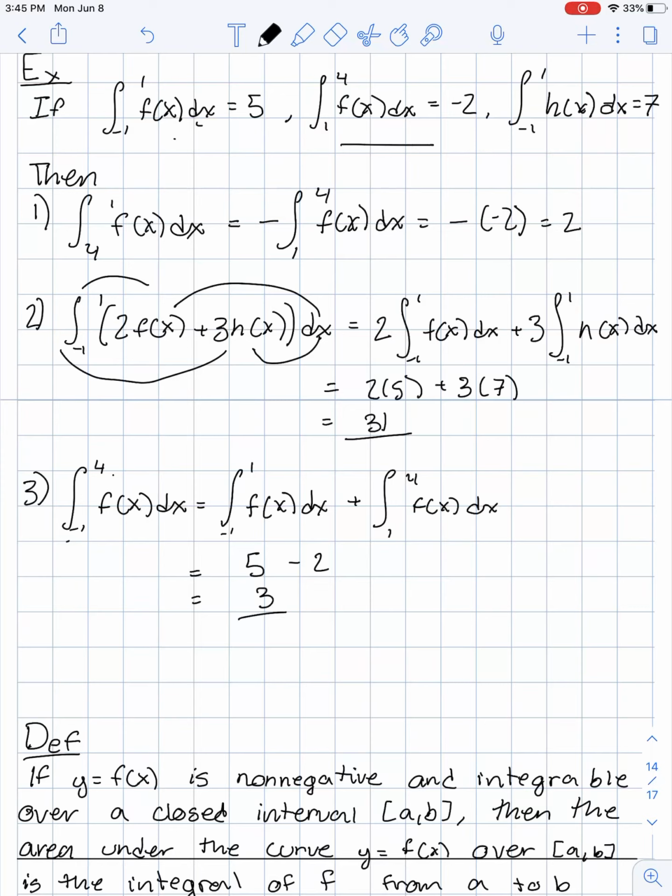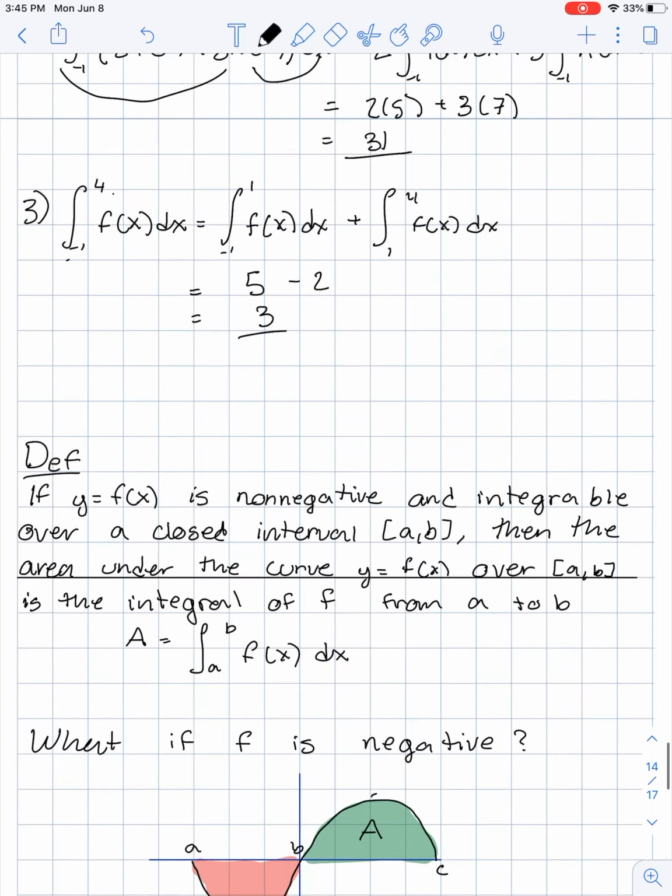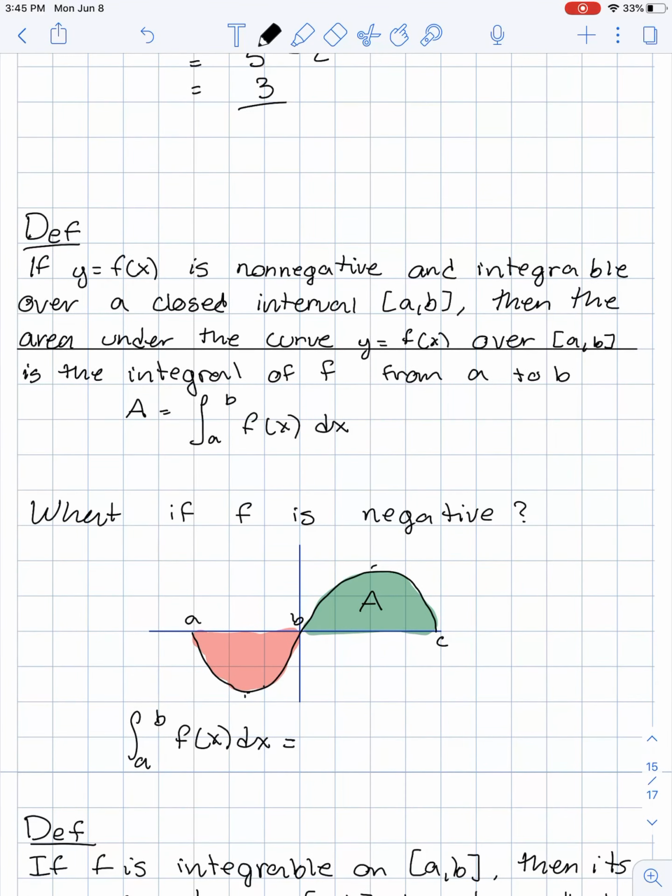All right, so if I have bounds on my integral, I'm going to get a number back out. If I don't have bounds on my integral, I'm going to get a function plus c back out. This is something we already talked about. If y equals f of x is a non-negative and integrable function over a closed interval ab, then the area under the curve y equals f of x over ab is the integral of f from a to b. So the area equals the integral of f of x dx from a to b.